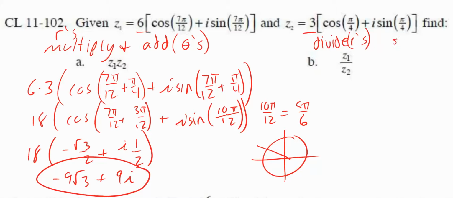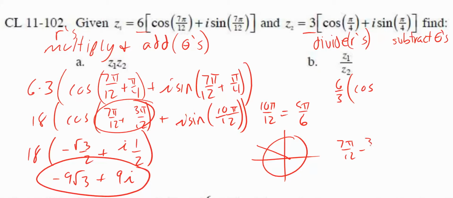And then if we divide, we want to divide the r's and subtract the thetas. So I'm going to kind of do this in one step. Z1 over Z2, 6/3. Now, cosine of 7 pi over 12 minus, I'm going to use this kind of right here, minus 3 pi over 12 is 4 pi over 12. If I take a 4 out, I actually get pi over 3. So this is where the pi over 3 comes from here.